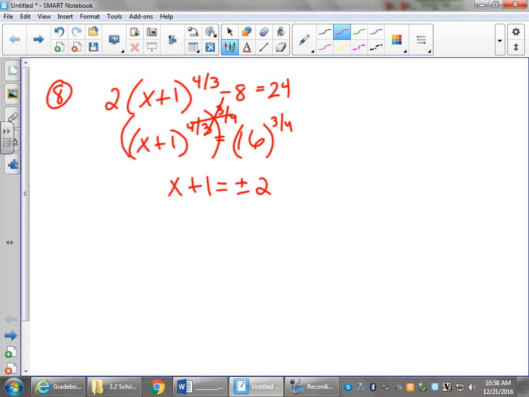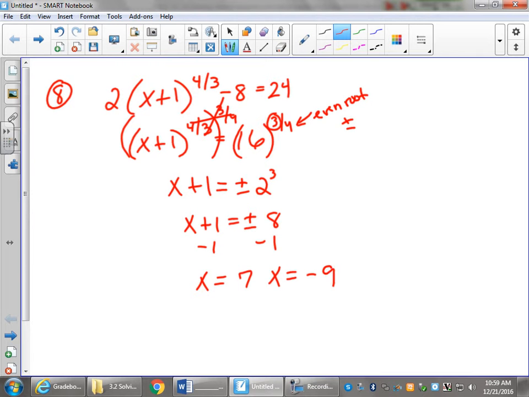All right, we have an even root here. So as you take the even root, that's when you put the plus or minus. And what is this still being raised to? The 3rd power, the numerator of our exponent. So we'll get x plus 1 equals plus or minus 8. Subtract over the 1 and combine individually. So positive 8 minus 1 is 7, and negative 8 minus 1 is negative 9.